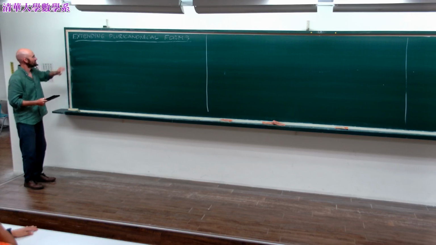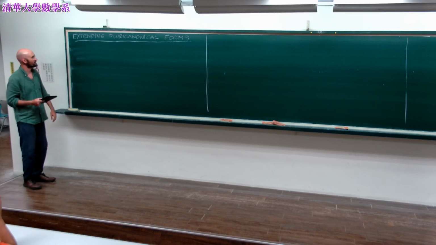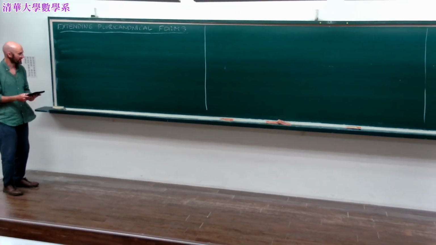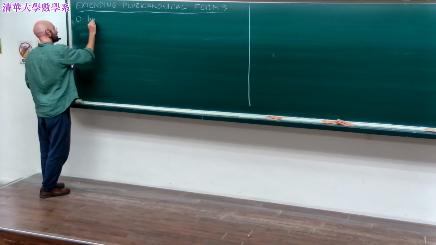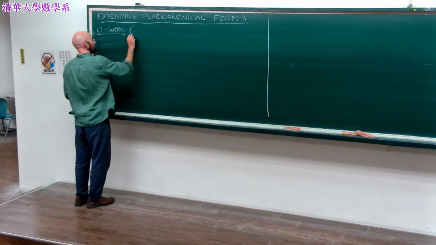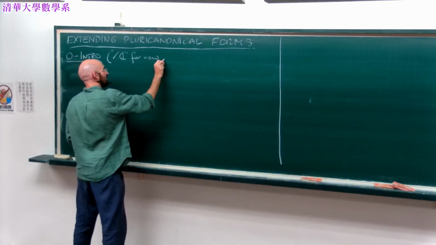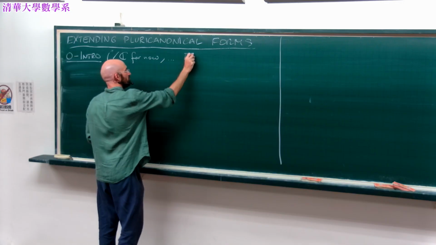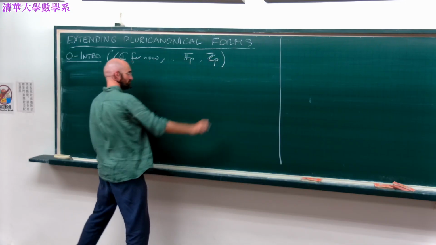So I'm going to talk about some results concerning extending pluricanonical forms, especially in characteristic p and mixed characteristic. Before that, let me start with some introduction and motivation. I will be working over the complex numbers for now, but later we will move on to positive characteristic or mixed characteristic.